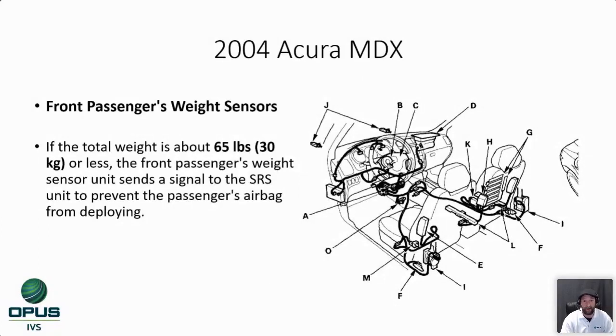So front passenger side seat weight sensors. If the total weight was about 65 pounds or less, the front passenger's weight sensor unit sends a signal to the SRS unit to prevent the passenger's airbag from deploying. So anything below 65 pounds, what were they looking for? They were looking for a child in a car seat. They were looking for a small child that was in the seat that he shouldn't be in. You have a 38-pound, 6-year-old that's sitting in the front seat.